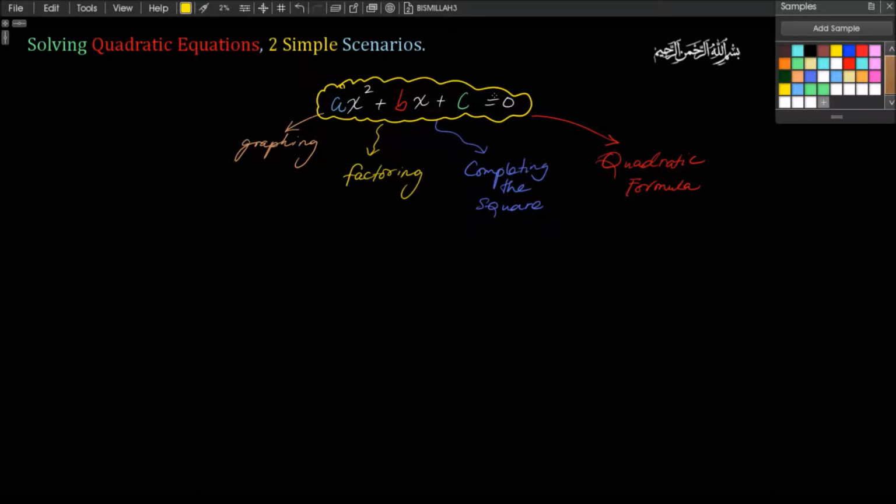This over here is a general formula for quadratic equations. That is, it represents all of the quadratic equations. And quadratic equations are only second degree polynomial equations. That is, the highest exponent of the x value is 2.